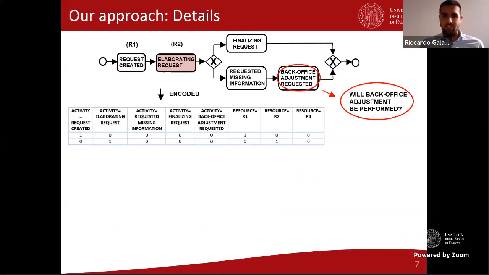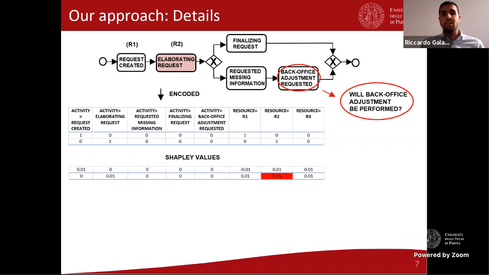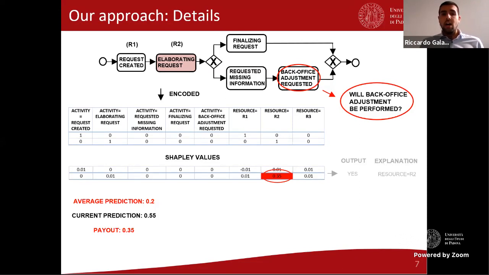Then we pass to the second activity, encoded always in the same way, and we calculate the Shapley values. As you can see here, the model instead is predicting that this activity will be performed in the future. It's not so sure, it's a 55% probability, but it's saying that it will happen. This payout is distributed among all the features, and we take, in this case, resource R2 as an explanation, always with the same rule for explanations below the mean minus three standard deviations or above. So the output is that a back office adjustment will be performed, and the explanation is that this activity is performed by resource R2.